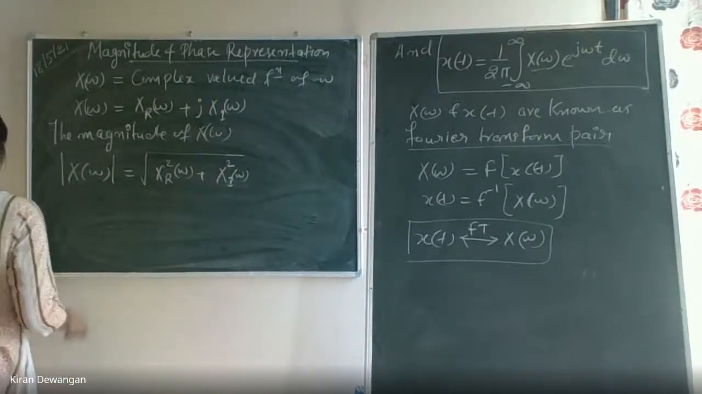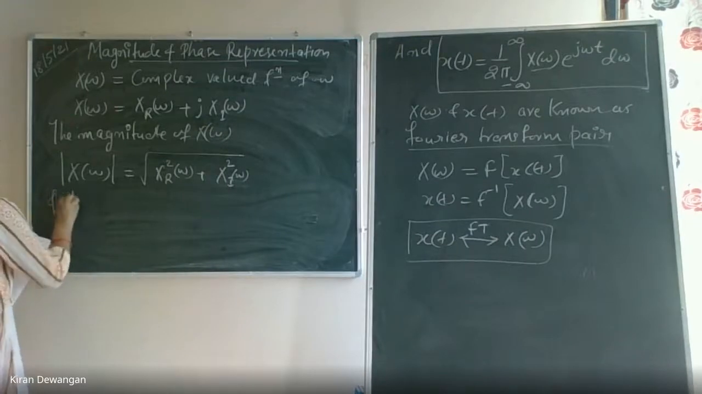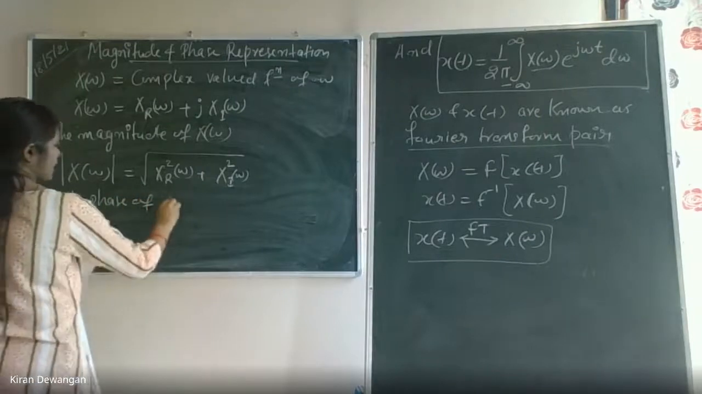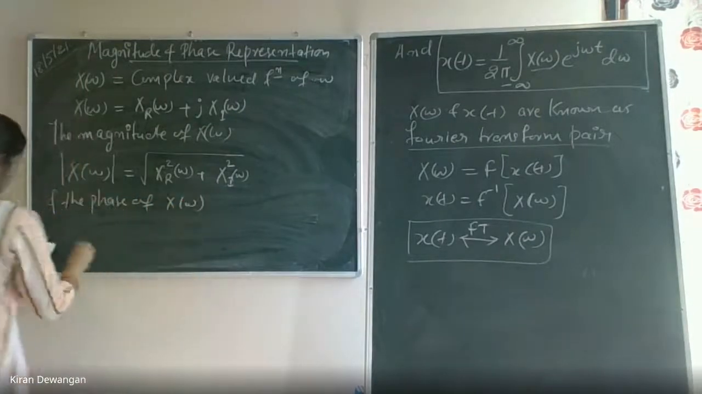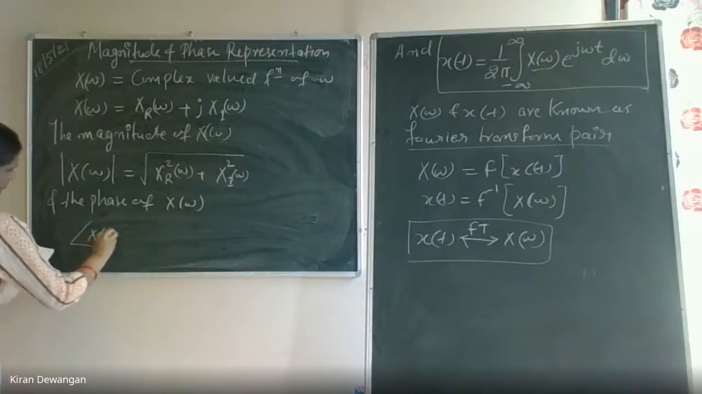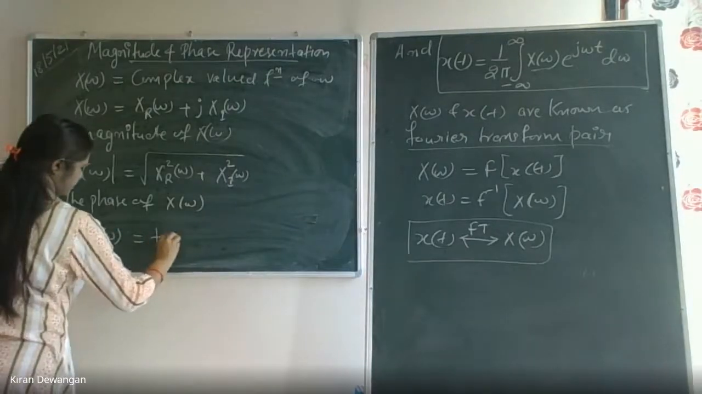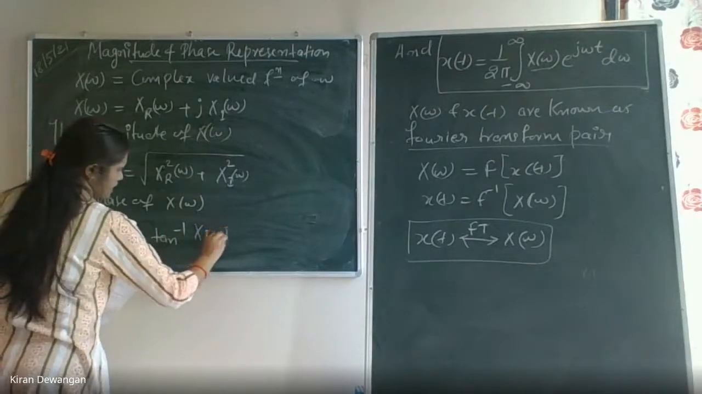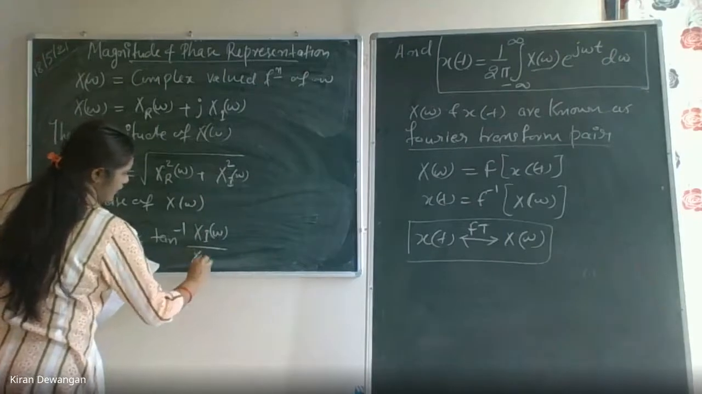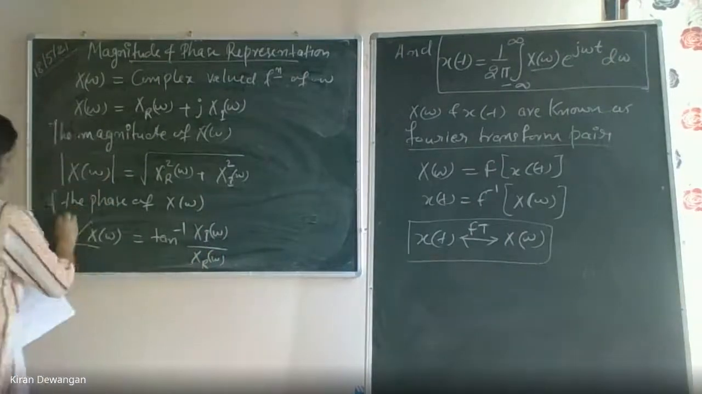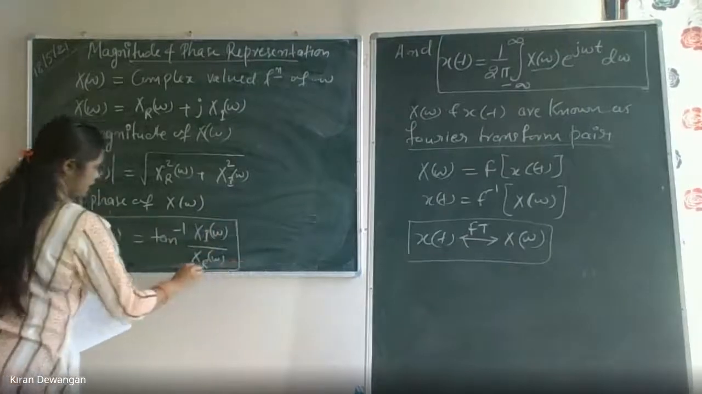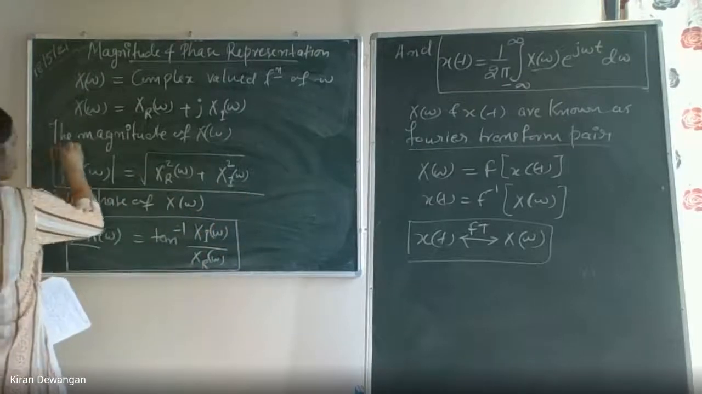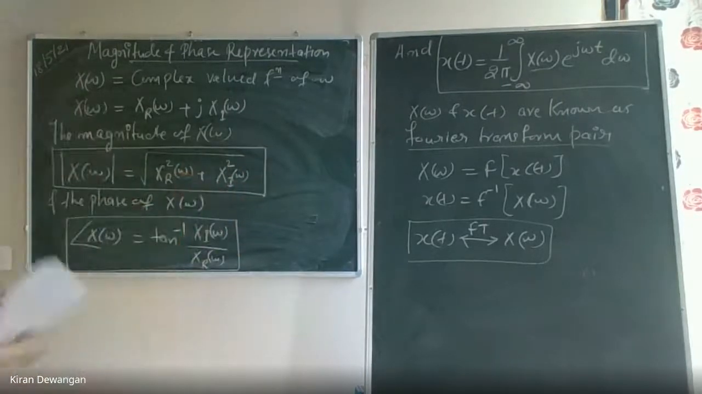That is the magnitude, and the phase of x omega will be given by tan inverse xi omega by xr omega. So this is how we obtain the phase, and this is how we obtain the magnitude of x omega.